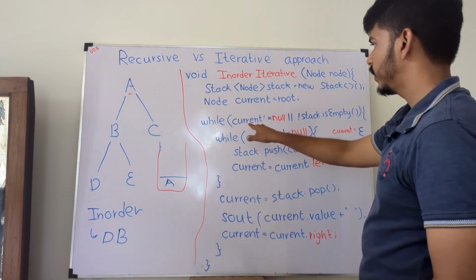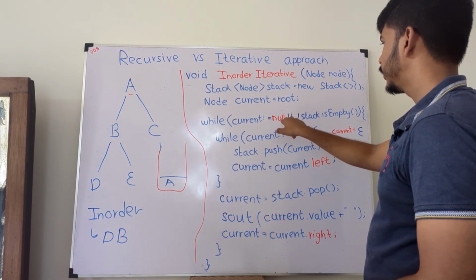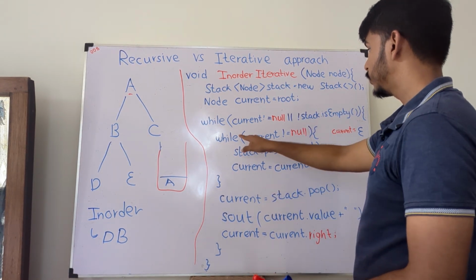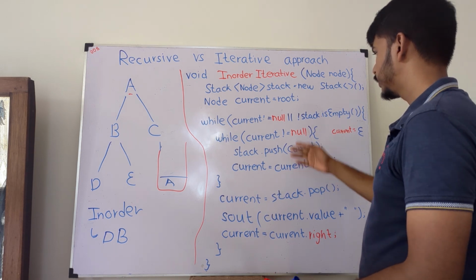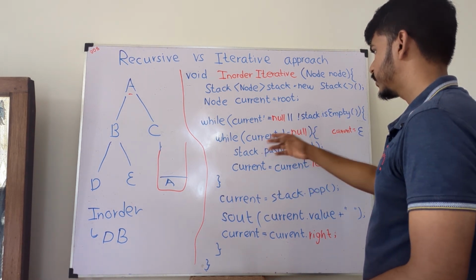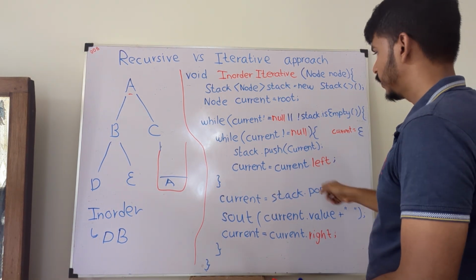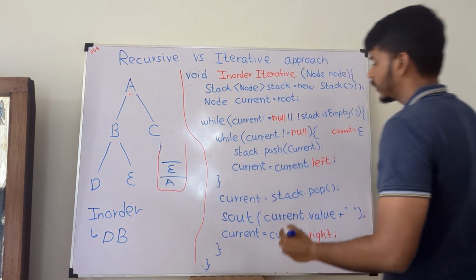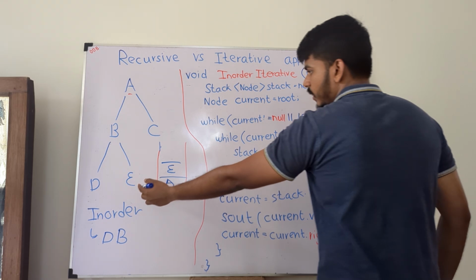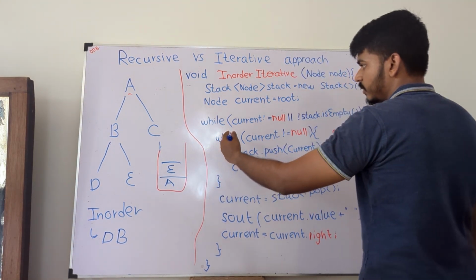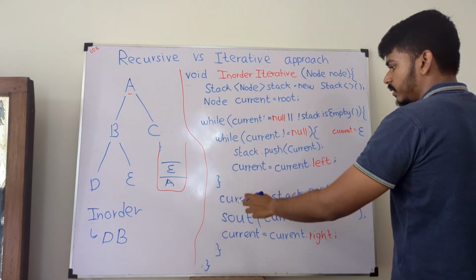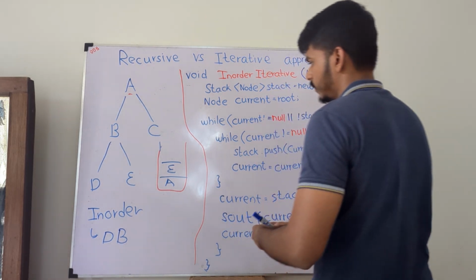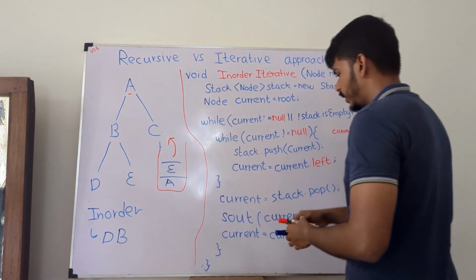So it is going to go back to the while loop. Current is not null, and also the stack is not empty. Going into the inner loop, we check whether current is null or not. Current is not null because the current value is E, so E is going to be pushed into the stack. Current dot left: E doesn't have a left child, so this while loop stops. The current value, which is E, is going to be popped from the stack, and it is going to be printed.